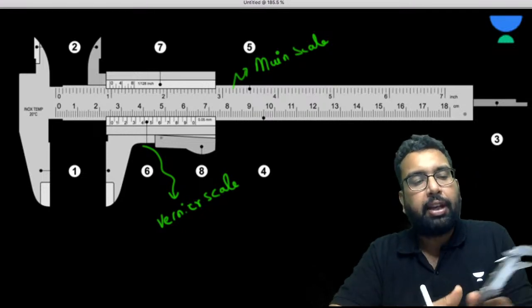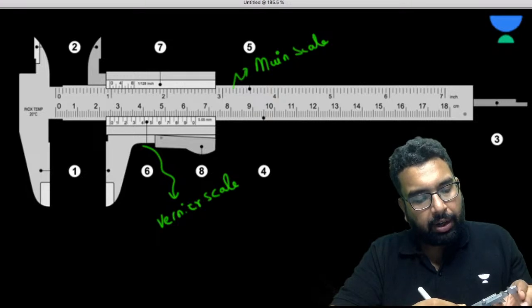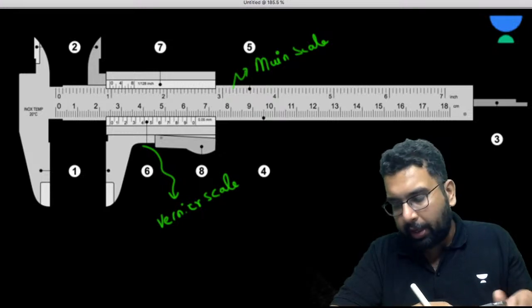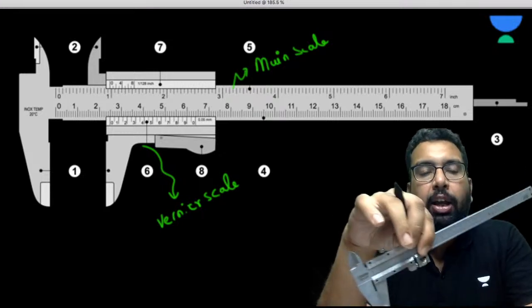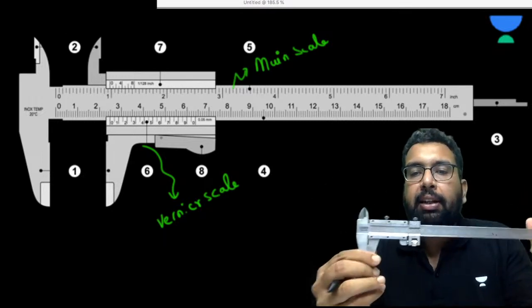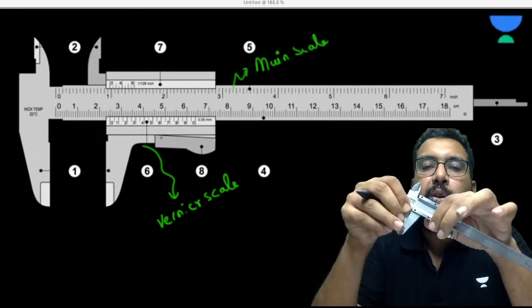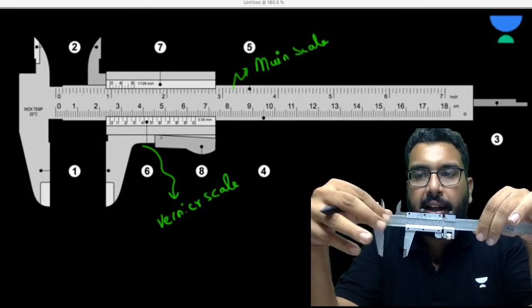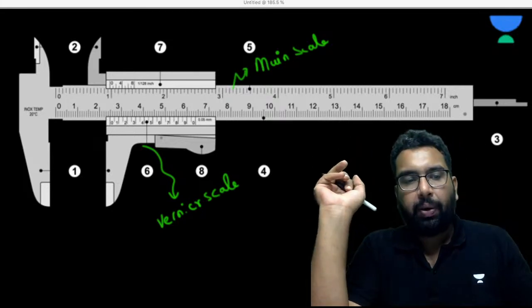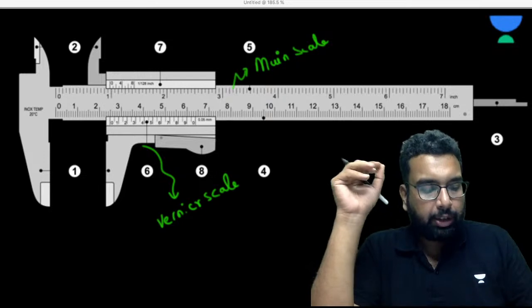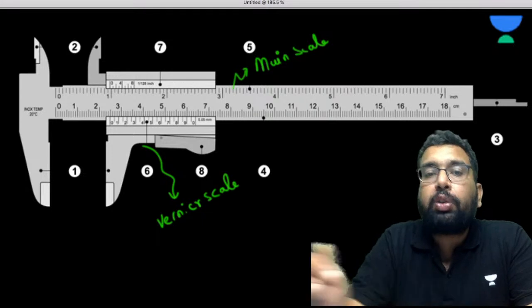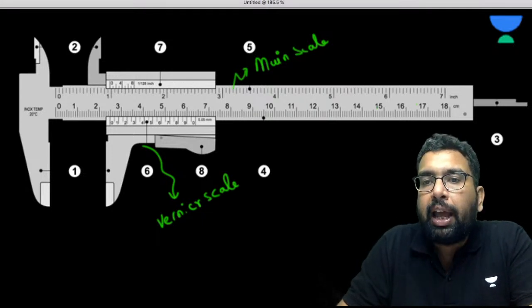Now, if you look at a Vernier caliper, it is very difficult for you to see the dimensions here because they are obviously very small. But at least you can observe what the Vernier scale is and what the main scale is. This one at the bottom is the Vernier scale, and at the top we have the main scale. Now please observe. There are divisions. If you zoom in and observe, this is centimeter. I'll just show you.